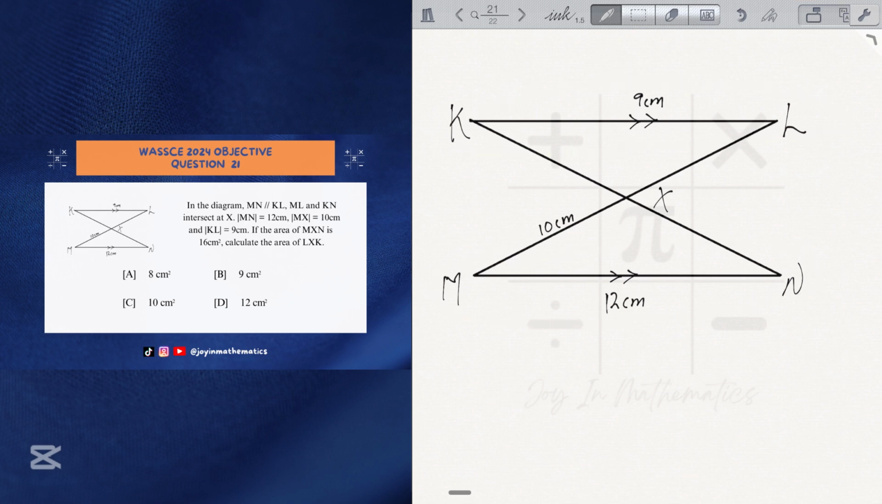Moving on, we have that ML and KN intersect at X. MN is equal to 12 centimeters, MX is equal to 10 centimeters, KL is equal to 9 centimeters, and we're given that the area of triangle MXN is 16 centimeters squared. Likewise, we should evaluate the area of triangle LXK.